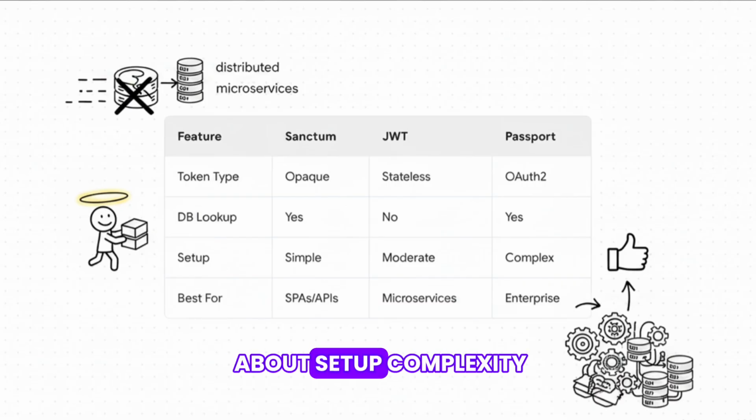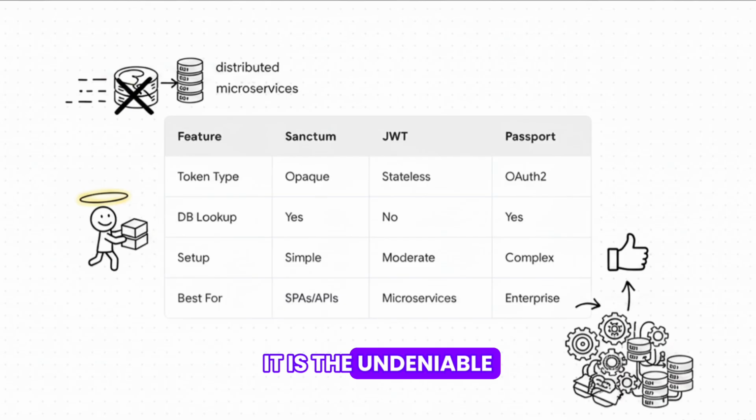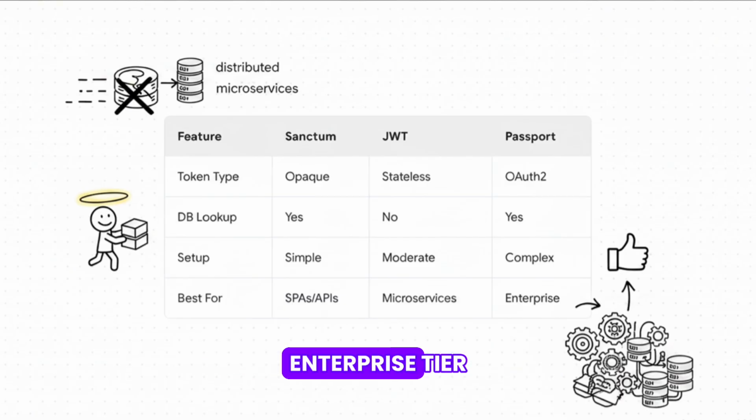But when we talk about setup complexity, Sanctum absolutely dominates in simplicity. It is the undeniable champion for standard APIs, while Passport sits firmly up in that complex enterprise tier.